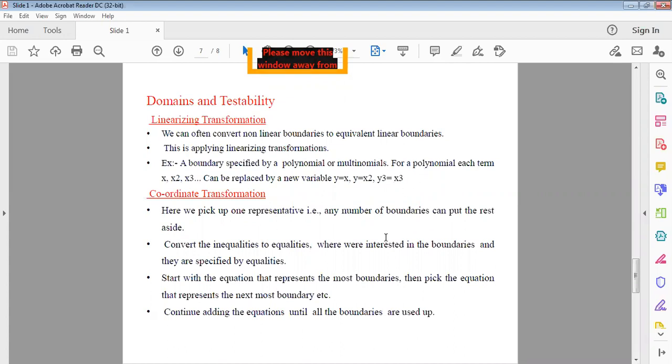So the second one is coordinate transformation. Coordinate transformation is nothing but transforming into a coordinate form, that is, an orthogonal, perpendicular form.